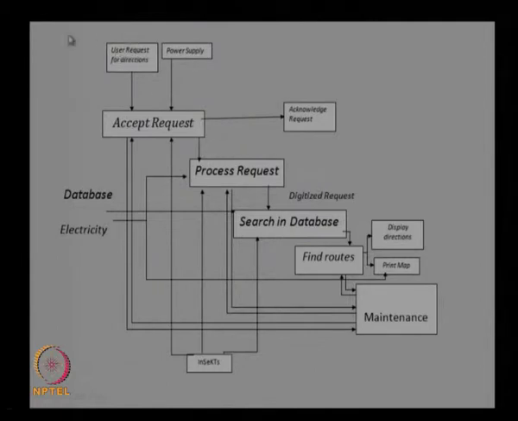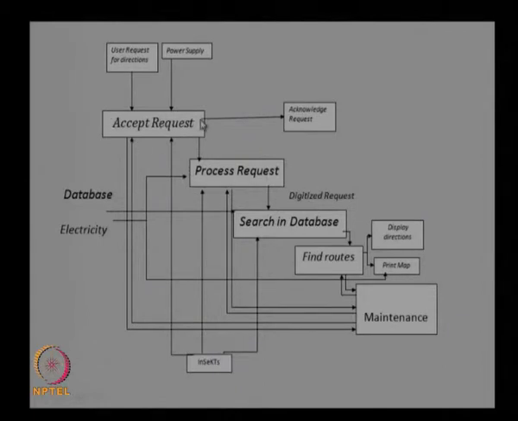As you can see, the inputs are basically the user request, then the power supply, the database, and other infrastructural support, and the outputs are the acknowledged request, the display directions and the printed map. Depending on the request from the customer, we can provide a printed map or other kinds of outputs. So these are the interactions taking place. It is not only the interaction with outside systems; we will also have a lot of interaction within the systems, within these sub functions as well.